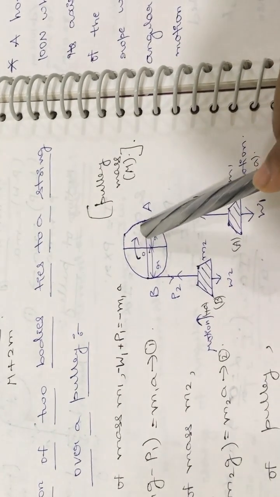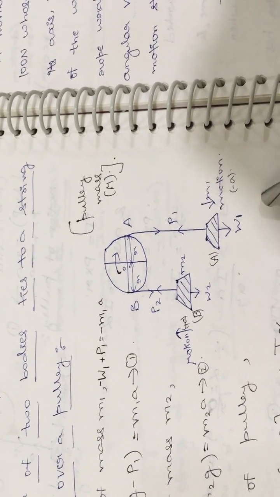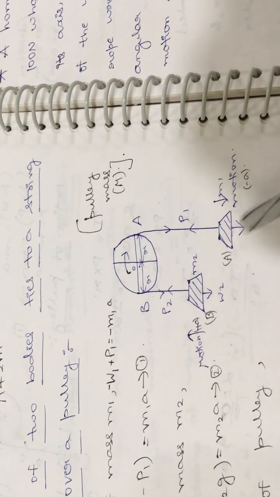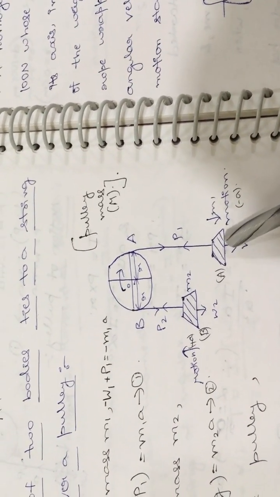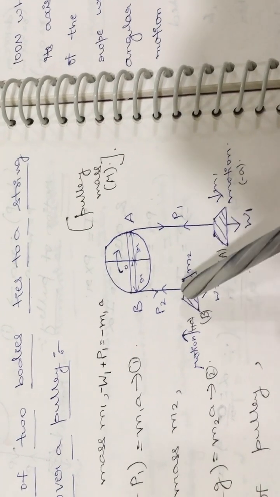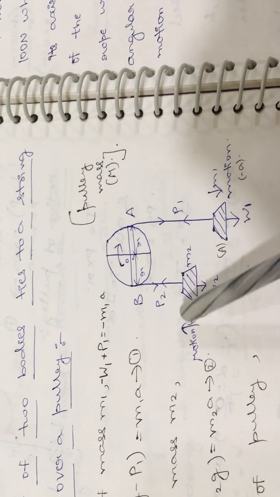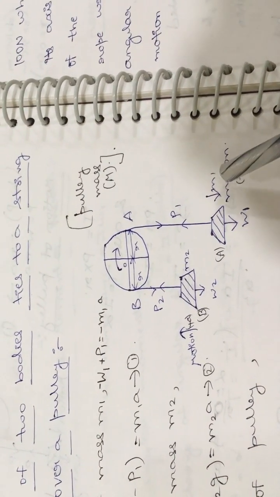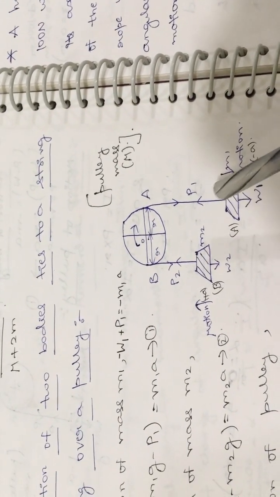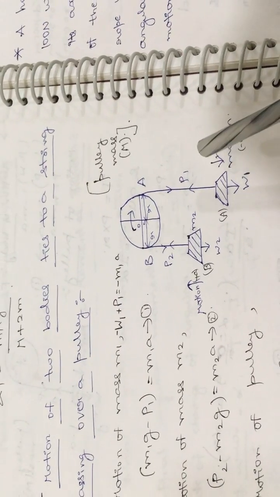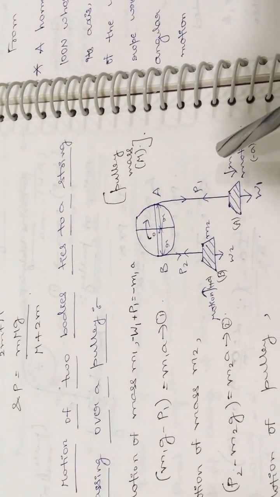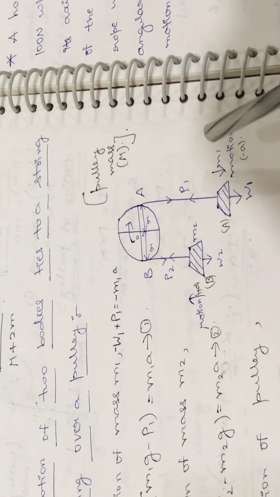So when the pulley is rotating in the clockwise direction, this a body will move in the downward direction. When this is moving in the downward direction, the b body will move in the upward direction. So according to the motions, the a body will have the negative acceleration and the b body will have the positive acceleration. So based on this sign convention of the accelerations, based on the motions and based on Newton's second law, F is equal to ma, now we need to calculate the P1 value, P2 value and acceleration value.